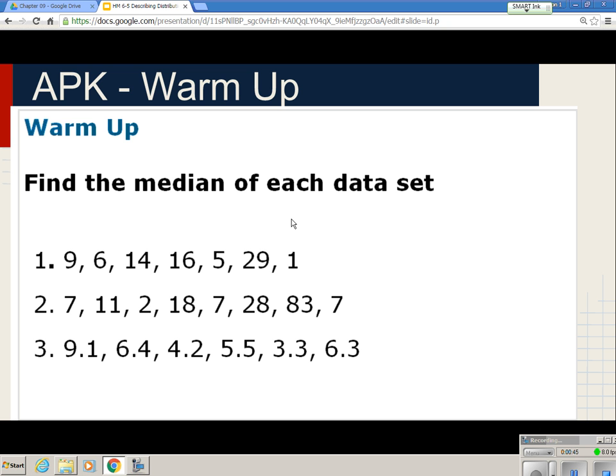All right, so your answers for this one, for number 1, it should have been 9. Number 2 should have been 9. And number 3 was 5.9. That one was a little more work. Okay, if you got those all right, I want to hear you go, whoop, whoop.